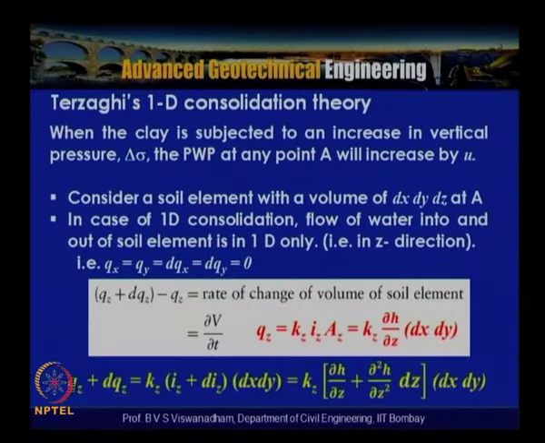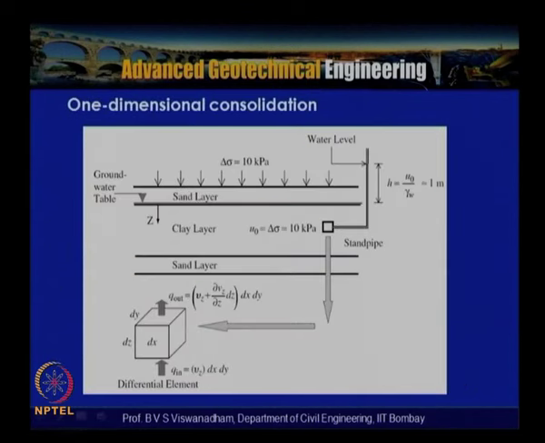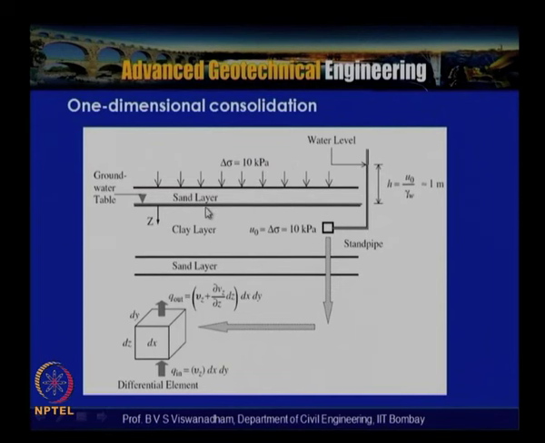Consider when the clay is subjected to an increase in vertical pressure, delta sigma, and the pore water pressure at any point A will increase by u. So consider a soil strata where, for example, delta sigma is equal to 10 kilopascals. Assume that you have a clay, the water table is at this point, and it is doubly drained. The clay layer is sandwiched between two sand layers, and on the ground surface a delta sigma has been applied.